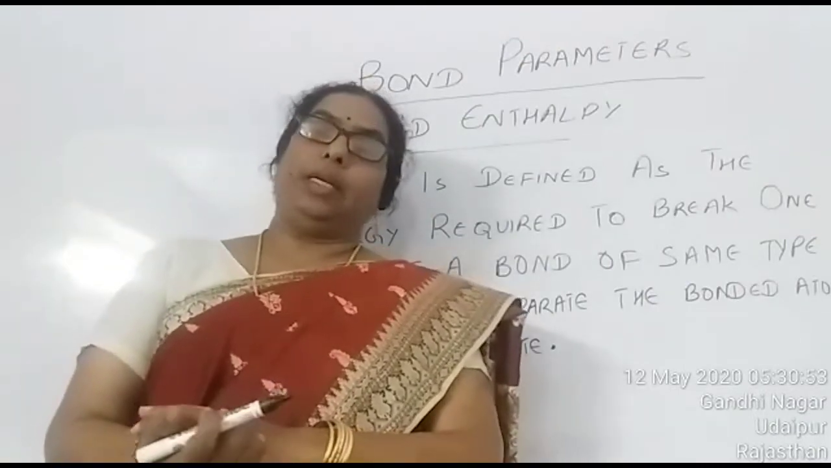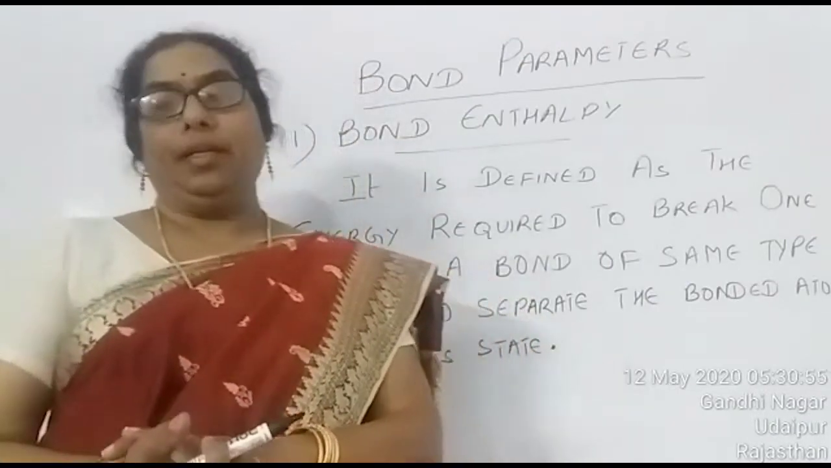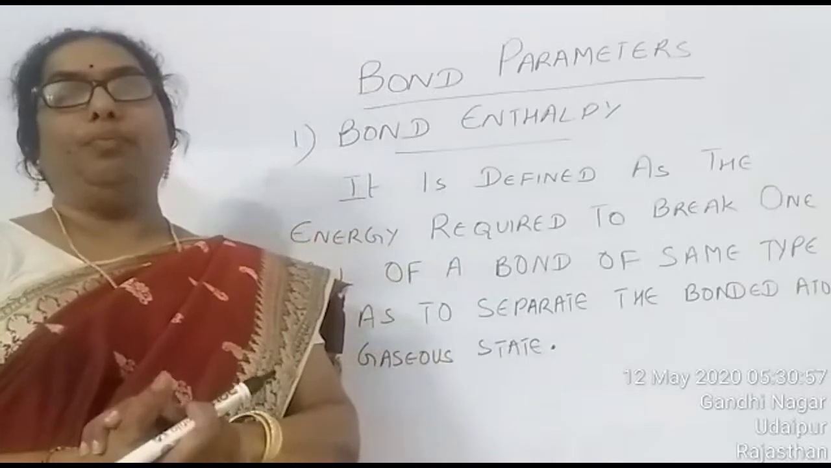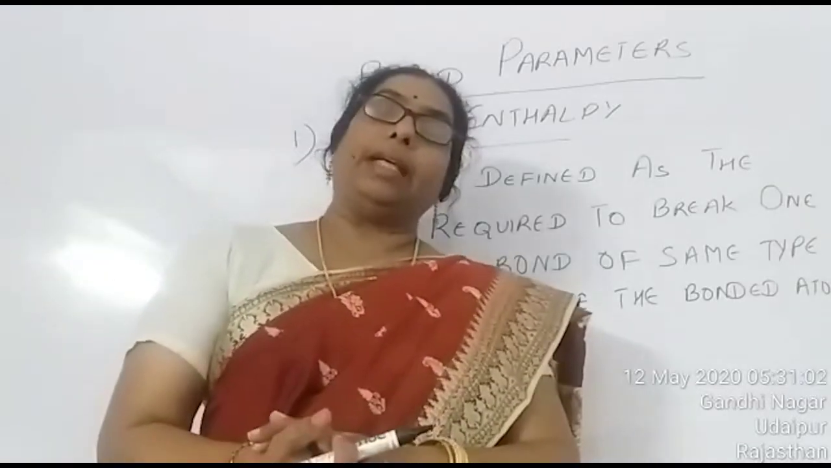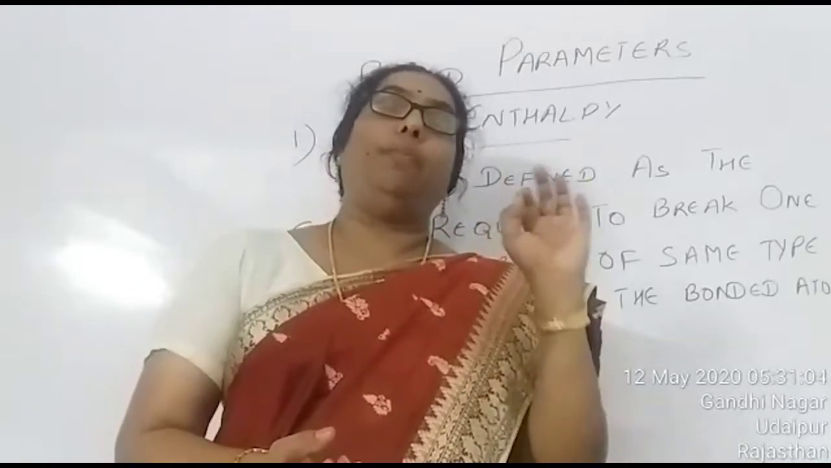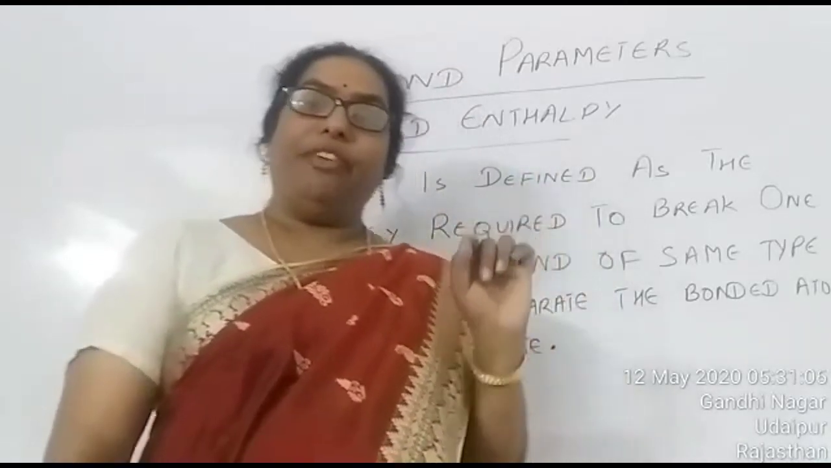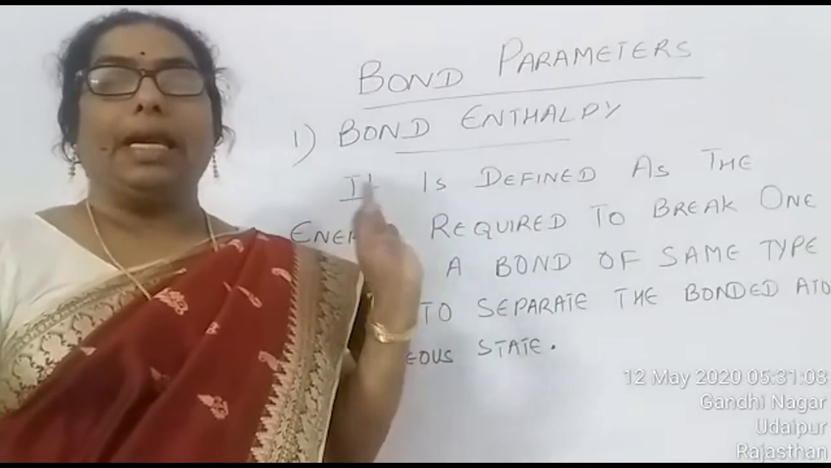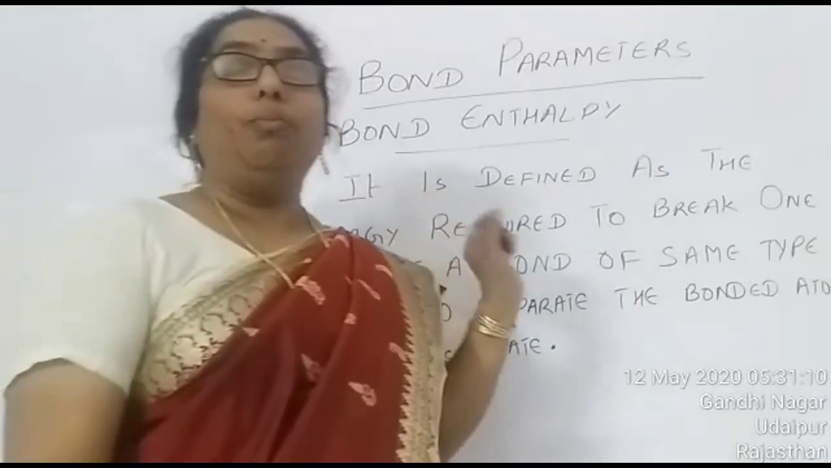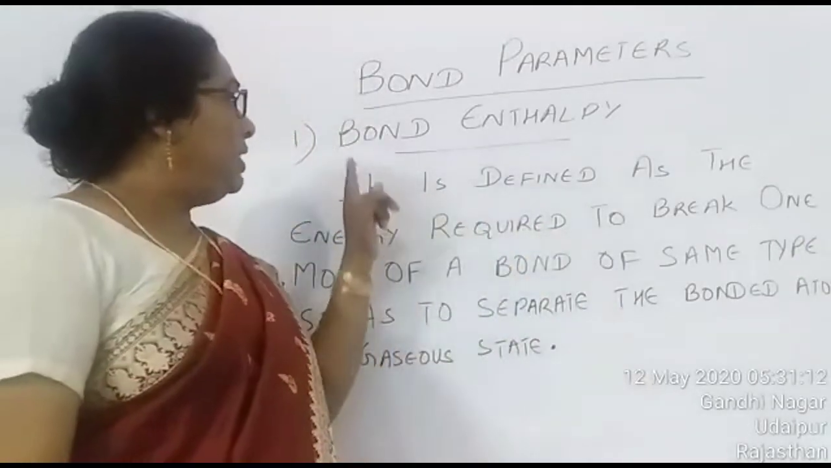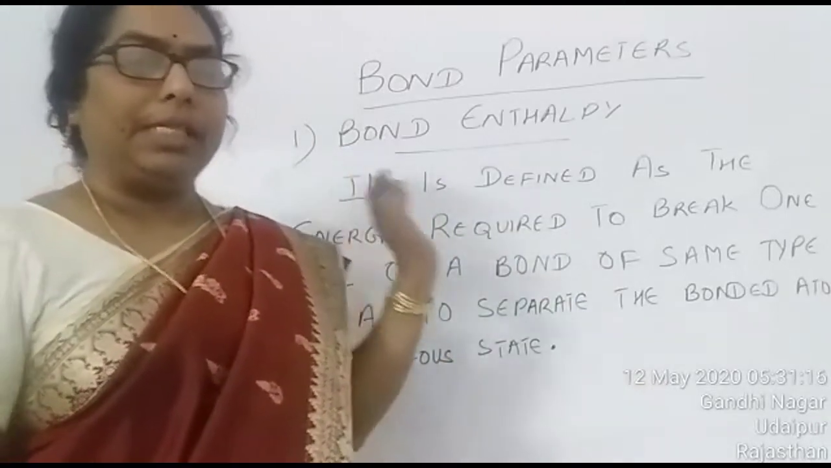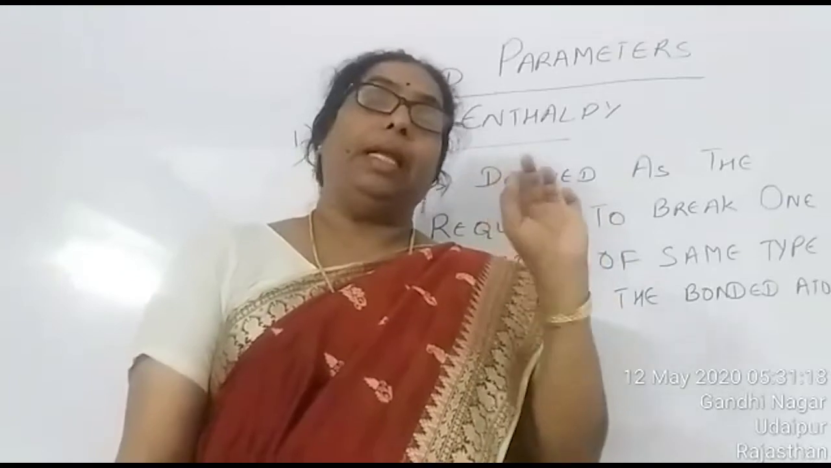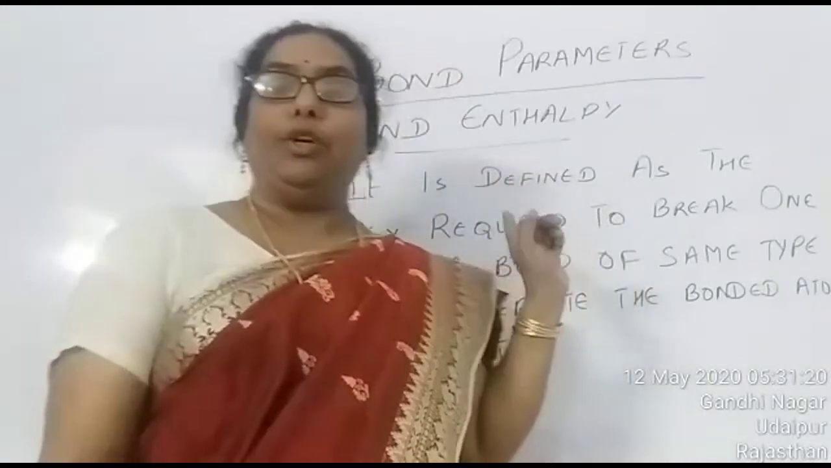Today we are going to study about some bond parameters. Is it clear? Bond parameters means every covalent bond is characterized by a set of bond parameters, and the first one in that is bond enthalpy. Children, you must have studied about the term enthalpy in the third chapter, that is in periodicity.